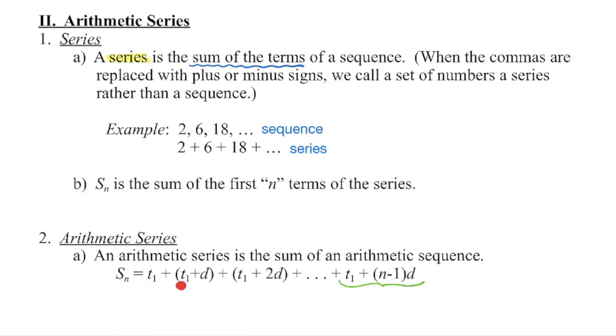So term 1 plus term 2 plus term 3. And then remember, this is the formula for the general term. So we're adding up every term until we get to that last term. Together, that will give us the sum of that series.